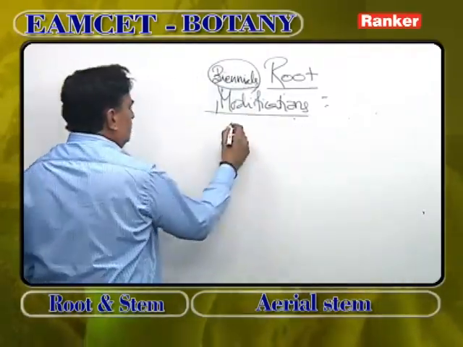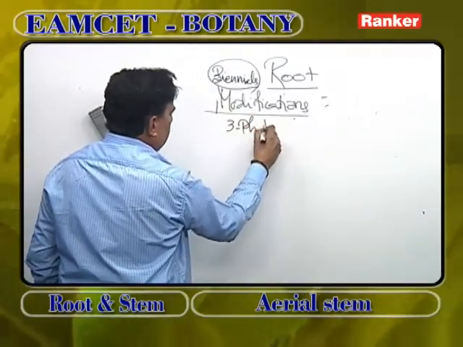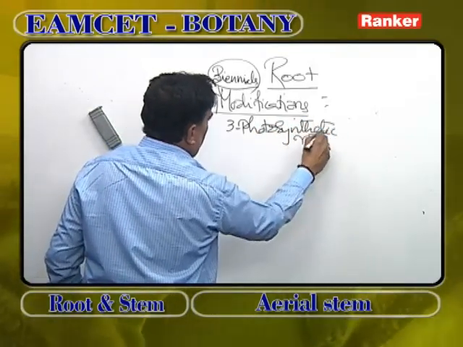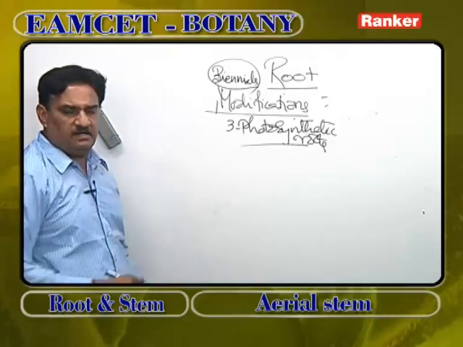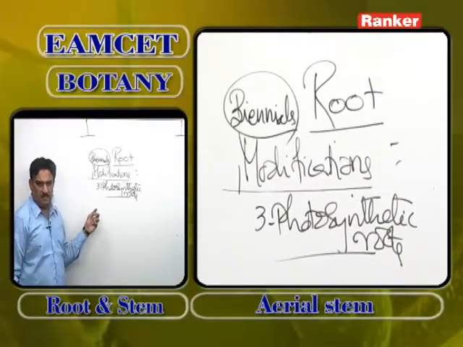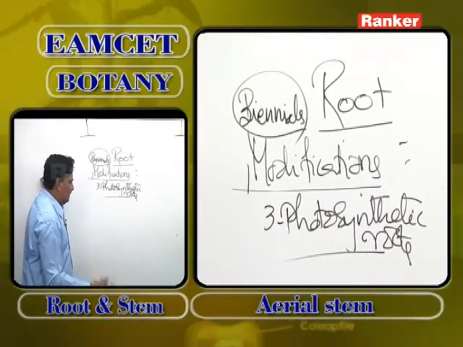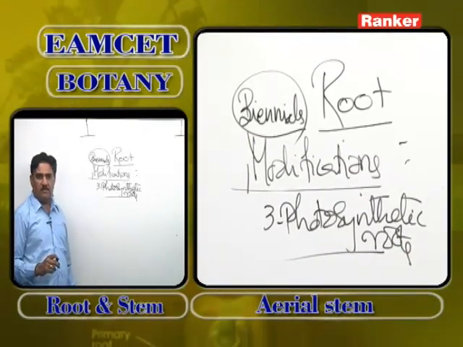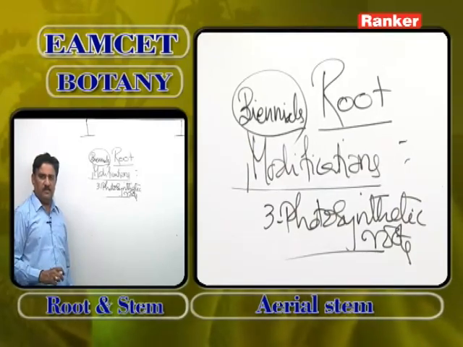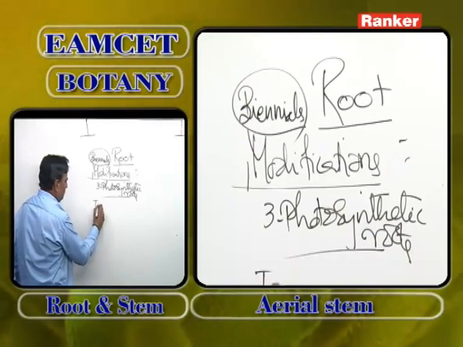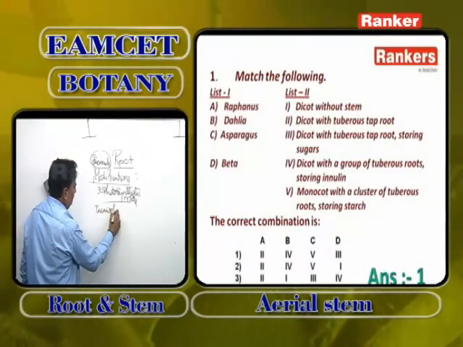Next comes photosynthetic roots. Normally, roots are brown in color. They do not possess any chlorophyll. They do not help in performing any photosynthesis. But some roots get chlorophyll and perform photosynthesis. The best example is Taeniophyllum.